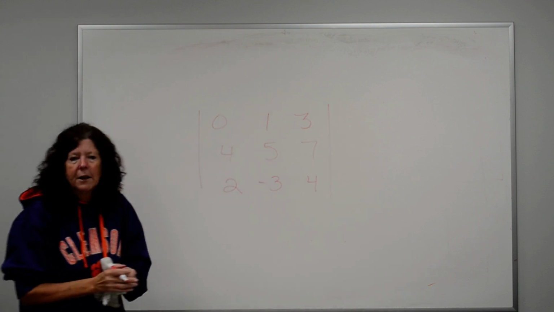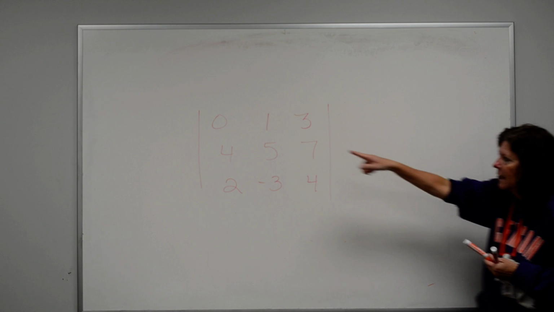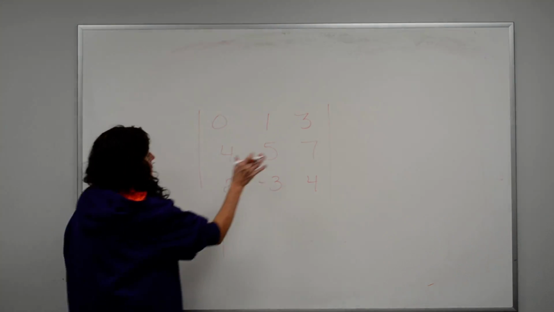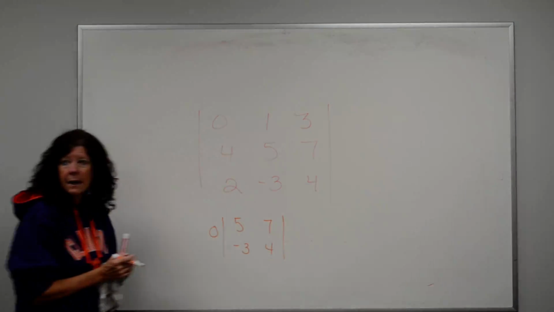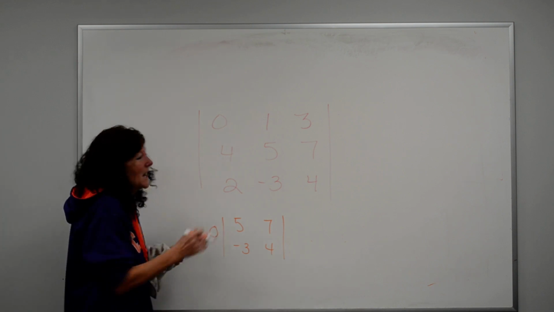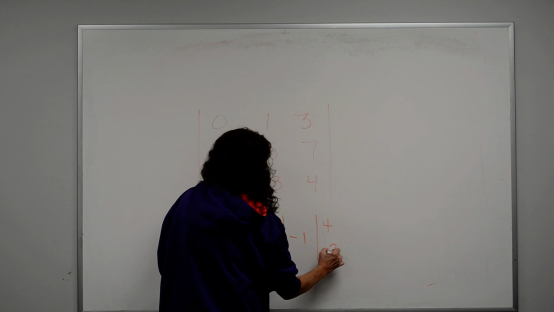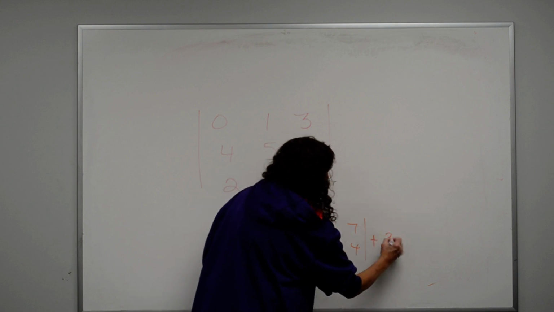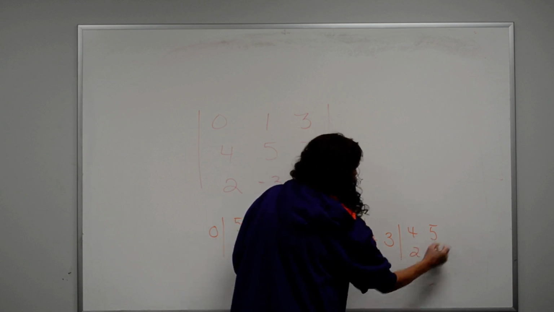All right, expansion of minors. What does that look like? Do you remember the pattern? Okay, I select this first one, right? So I have 0 times the determinant of the expansion of its minors. So 5, 7, -3, and 4. Then is it minus or plus? Minus. It's minus first. That's what messes me up. That's why I end up doing it by diagonals. So -1 times the determinant of the expansion of its minors: 4, 2, 7, and 4, right? Plus 3 times the expansion of its minors, which is 4, 5, 2, and -3, okay?